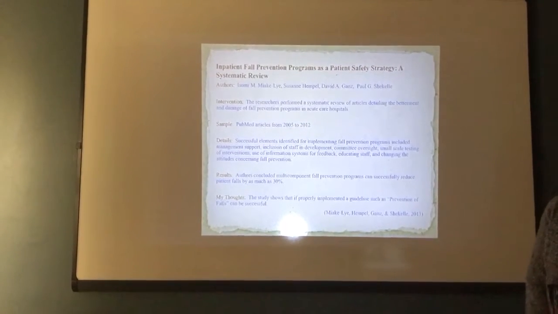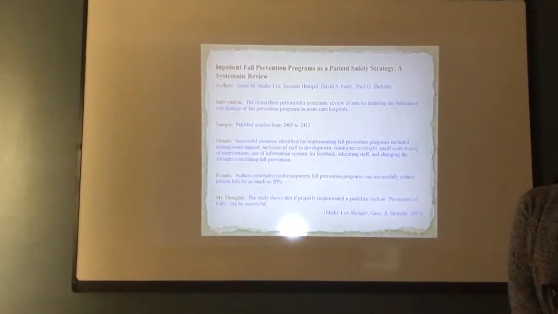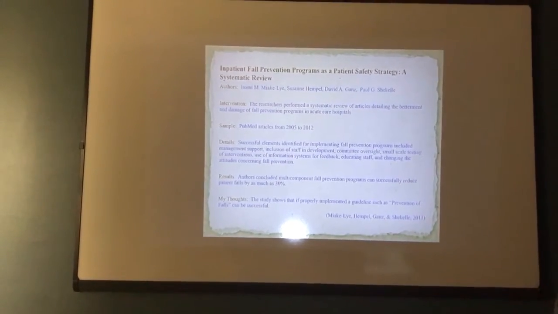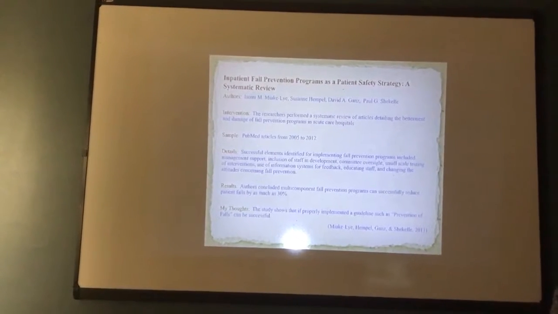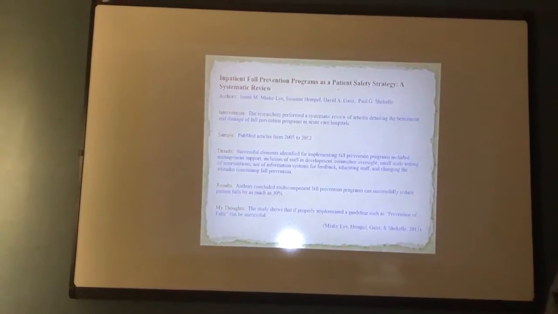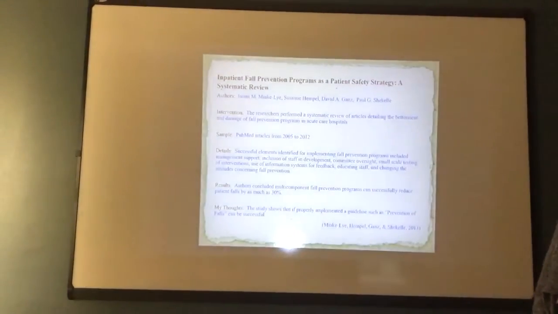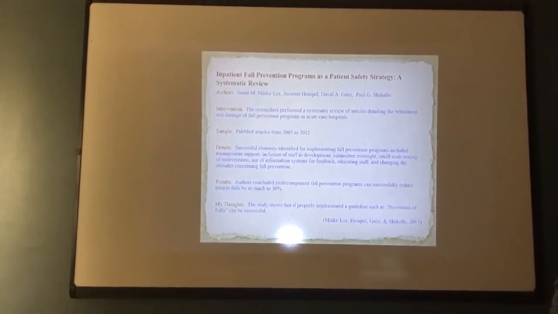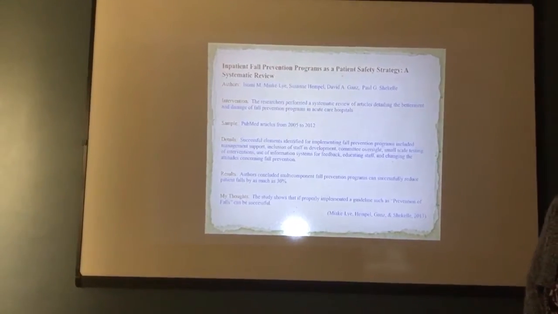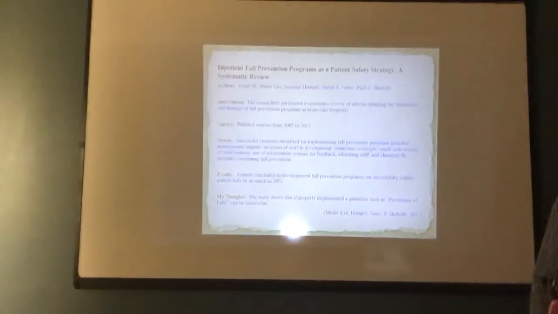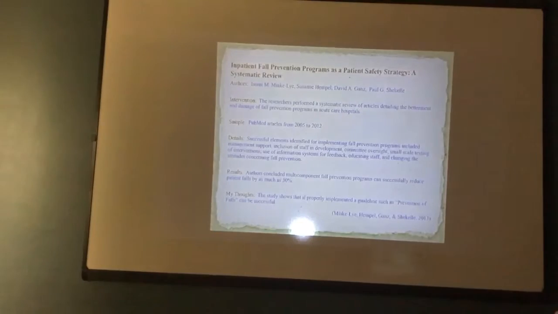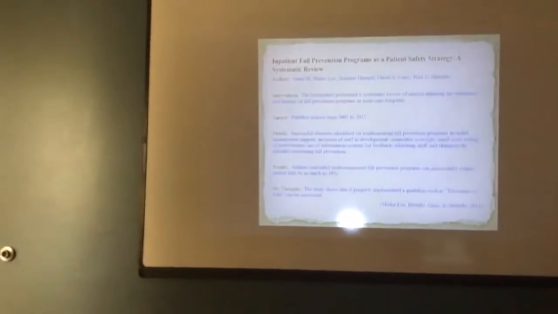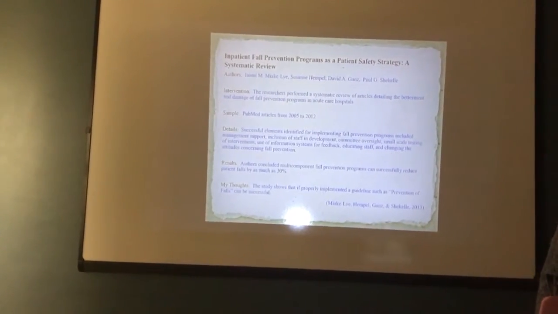The second article is Inpatient Fall Prevention Program as a Patient Safety Strategy, a Systematic Review. Intervention: the researcher performed a systematic review of articles detailing the benefits and harms of fall prevention programs in acute care hospitals. Sample: PubMed articles from 2005 to 2012.